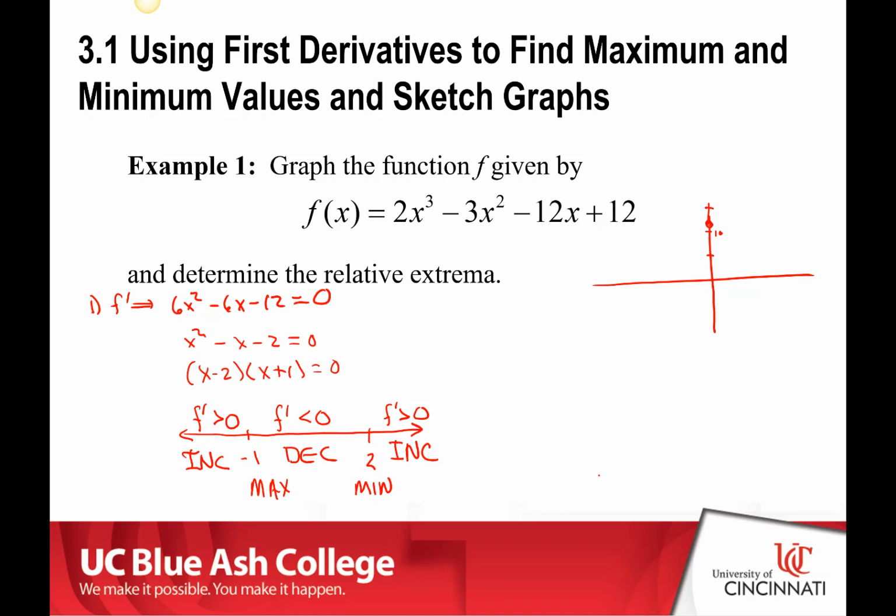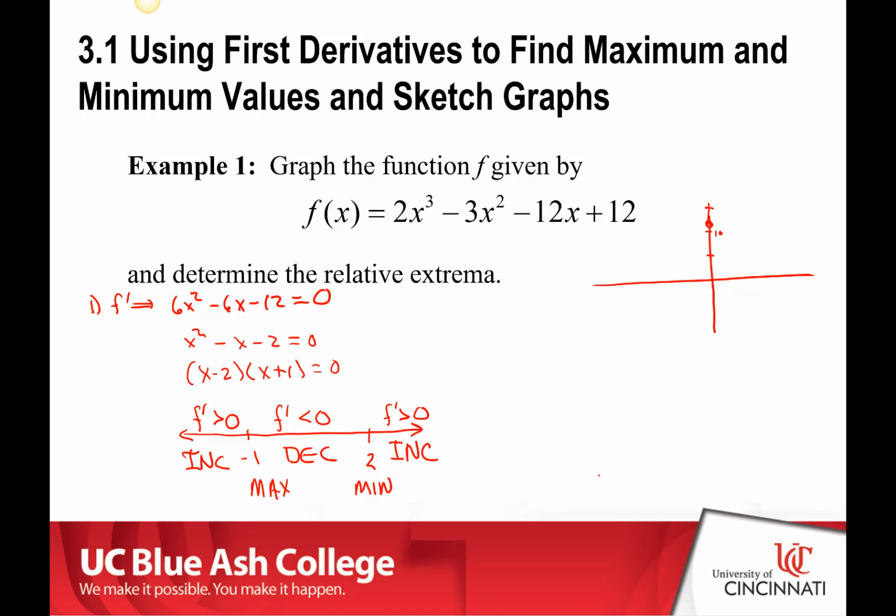To the left of -1, if you take a look there, the derivative is positive. If the derivative is positive, that means the slope is positive. And if the slope's positive, you're going up the hill, right? Check, because sometimes I mess things up.